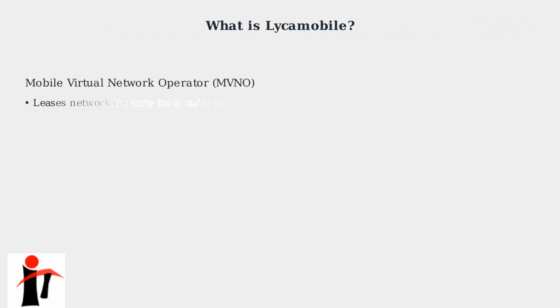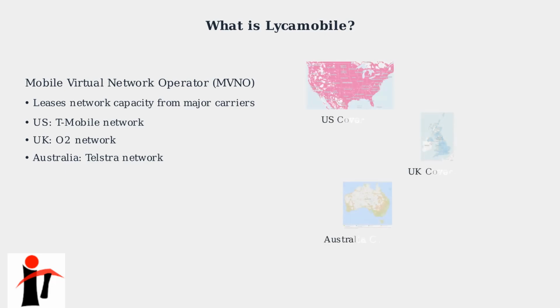Lycamobile is a mobile virtual network operator, or MVNO. This means they don't own physical network towers, but instead lease network capacity from major carriers. In the US, they use T-Mobile's network. In the UK, they operate on O2's infrastructure. In Australia, they partner with Telstra.